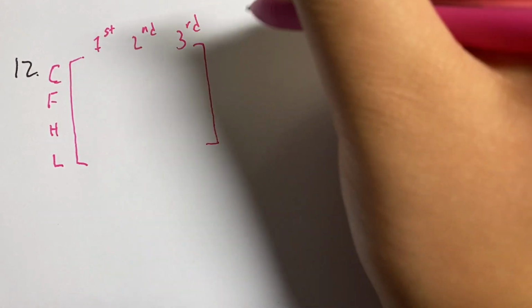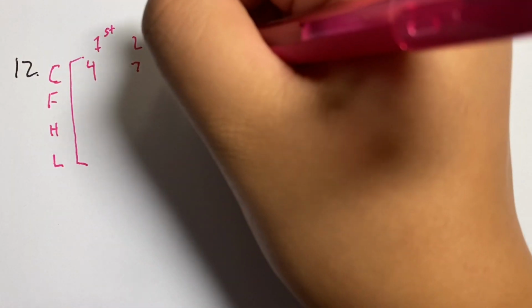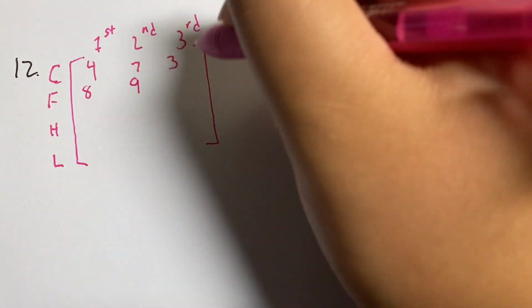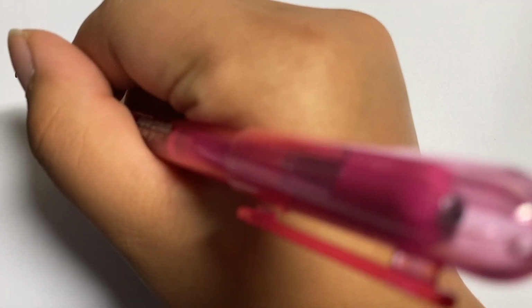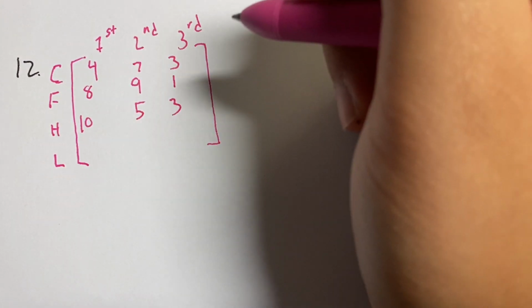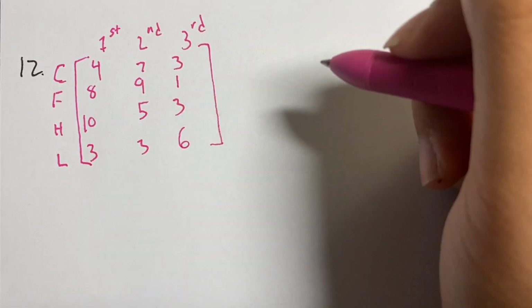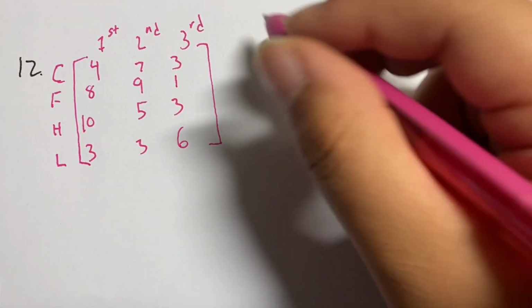You can get first, you can get second, and you can also get third. So that's how I organized my matrix. So let's look at Central. They won 4 first, 7 second, and 3 third. Then Franklin won 8 first, 9 second, 1 third. Hayes won 10 first, 5 second, 3 third. And lastly, Lincoln won 3 first, 3 second, and 6 third. Okay, so this is my first matrix.